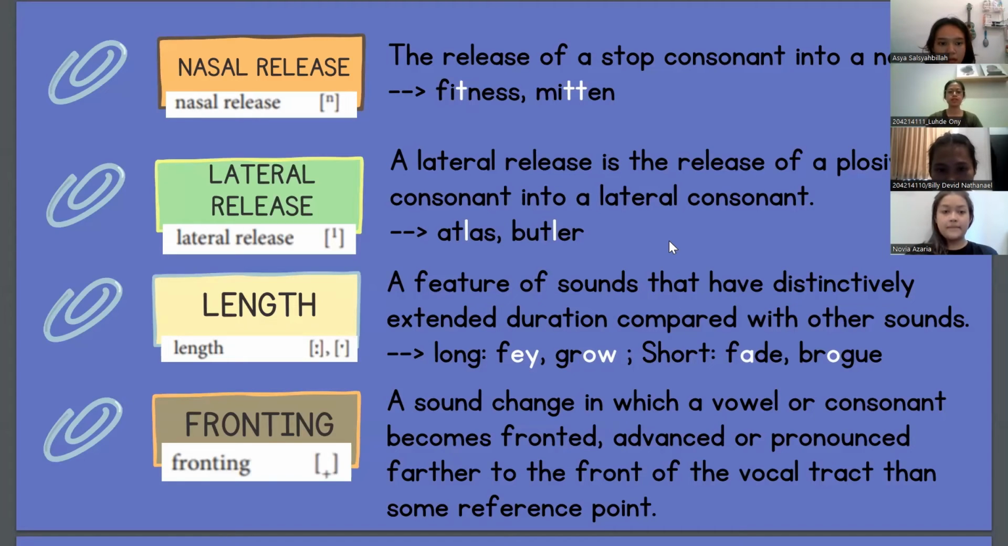And next, length. Length is a feature of sounds that have distinctively extended duration compared with other sounds. There are two types of length, long and short. For long, examples like fade and grow, and for short, examples like fade and broke. Next is fronting. Fronting is a sound change in which a vowel or consonant becomes front, advanced, or pronounced further to the front of the vocal tract than some reference point.